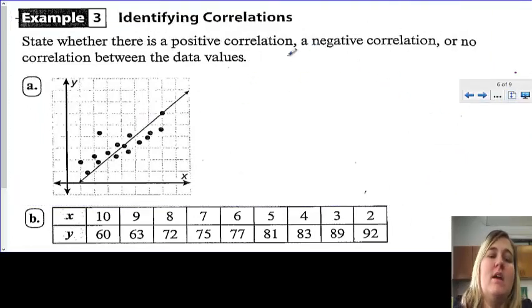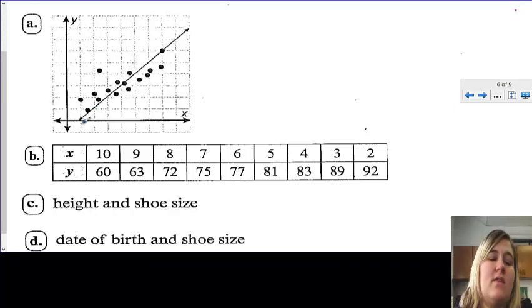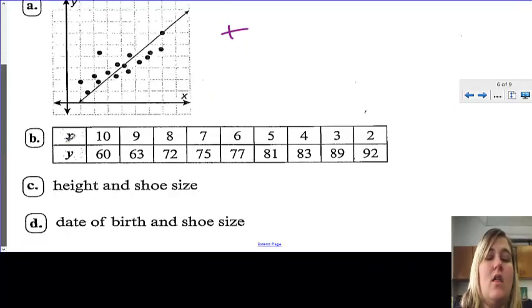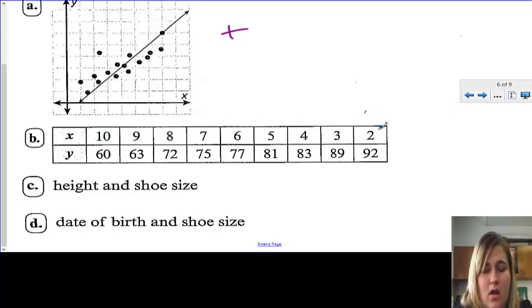So, on example 3, it says identify correlations: state whether it is a positive correlation, a negative correlation, or no correlation. Looking at this one, they've given us the line, which we can immediately say is positive. On this one, my x values are going down, and my y values are going up. They're going in opposite directions, which means that this one's going to be negative. Height and shoe size.